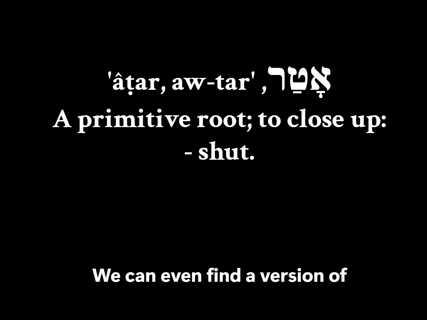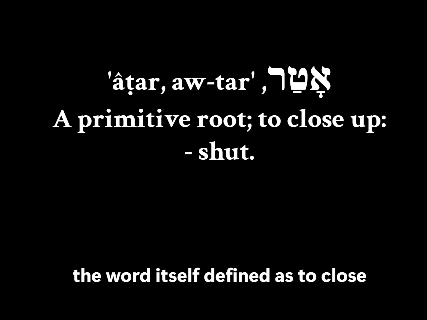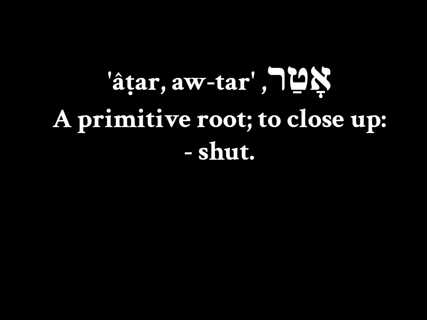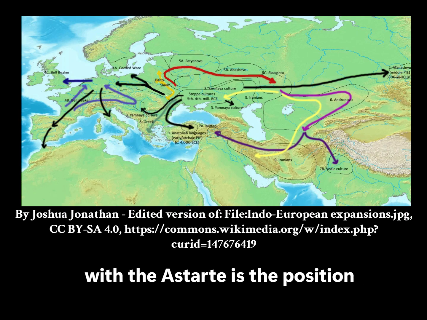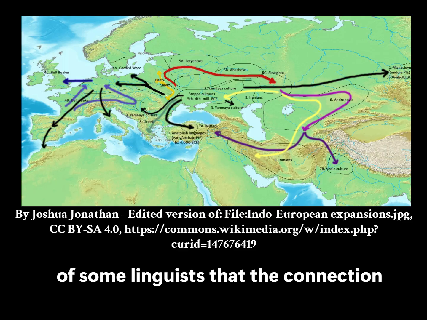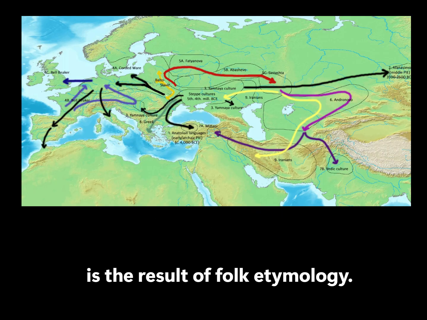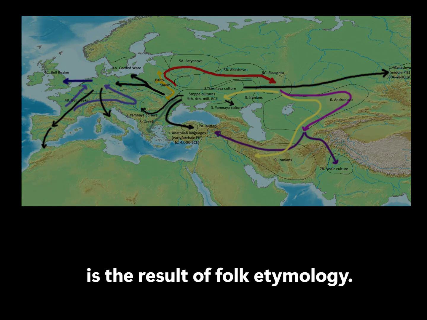We can even find a version of a word itself, defined as to close up or shut. All in all, it seems to suggest a charmer leading people around in a meandering manner to shut Yahshua out of the Passover. One other aspect of connecting Esther with a star is the position of some linguists that the connection is the result of folk etymology. However, their own work is questionable.